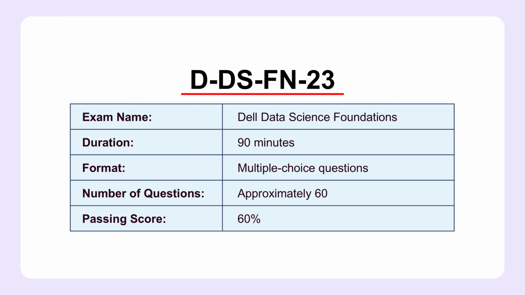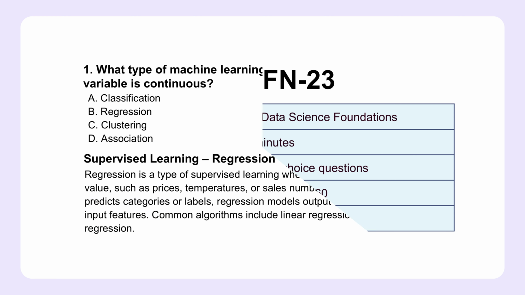Just for context, that exam is multiple choice, about 60 questions. You get 90 minutes and need 60% to pass. But our goal here isn't just finding the answers. It's about digging into why they're the answers, what data science principles are really being tested. Let's do it. First question then.